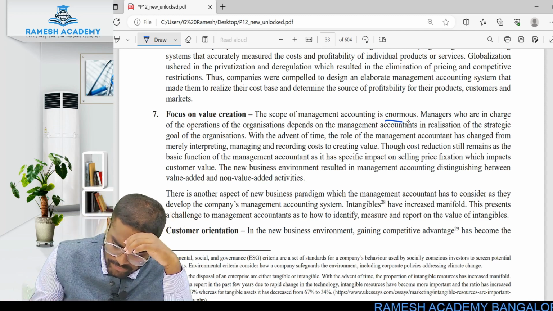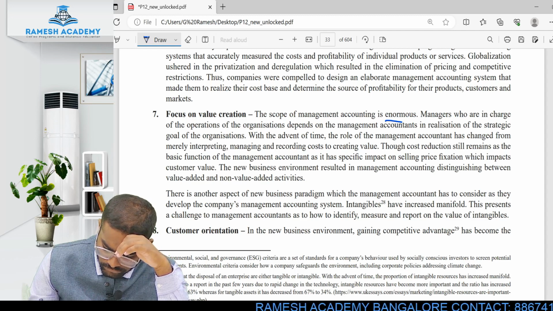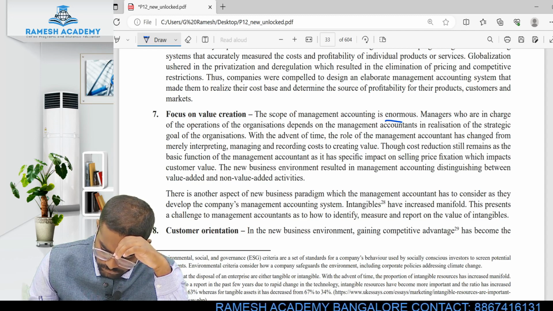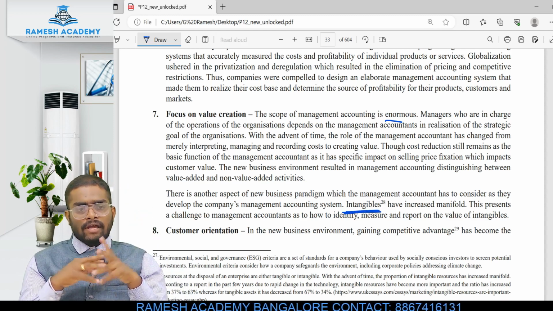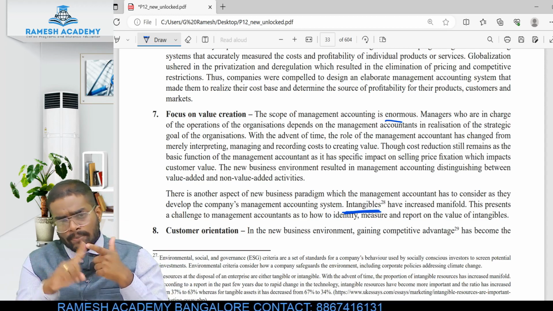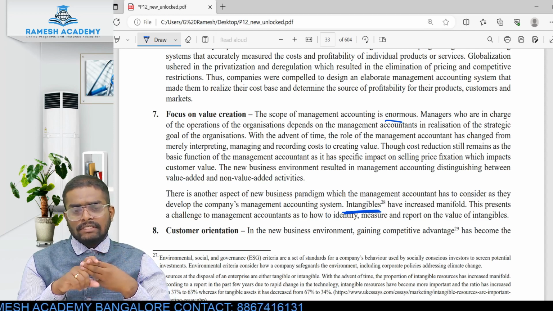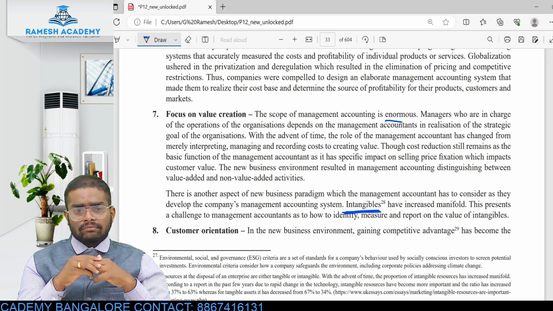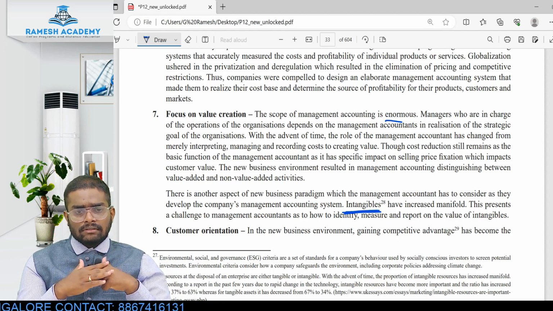See, the scope of management accounting is enormous. Managers who are in charge of the intangibles: intangibles means that we should have a good brand value, so that in turn it will be converted into patents, maybe goodwill, trademarks. These are the things which a company has. So if there is a wrong image on the company, it will be very bad.